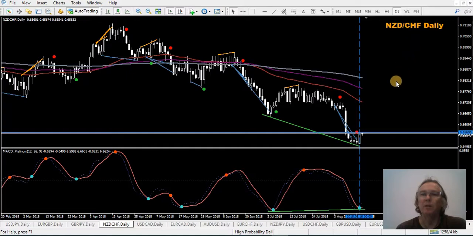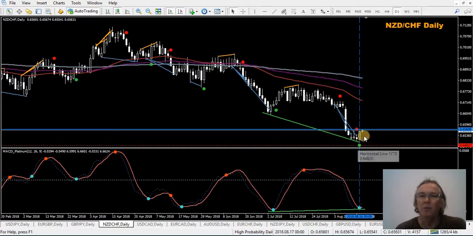New Zealand, Swiss franc, daily. New buy trade taken here, high risk, have regular bullish divergence. You can see lower lows on price and higher low on the MACD platinum, long way below the zero level. MAs are down, high risk trade, took a buy there. New Zealand, Swiss franc.